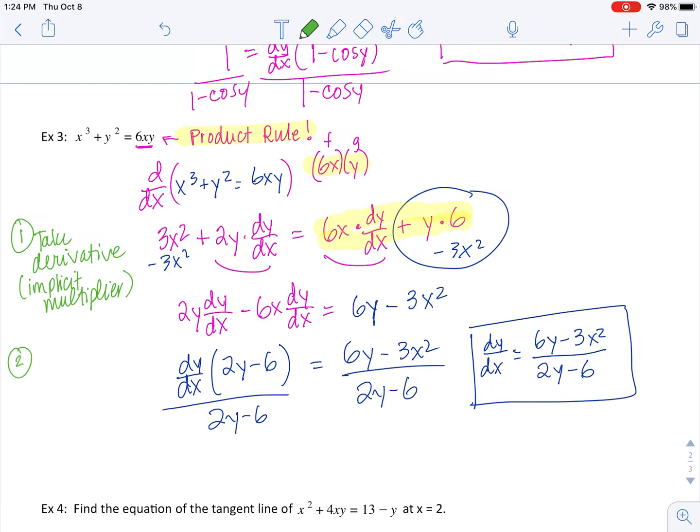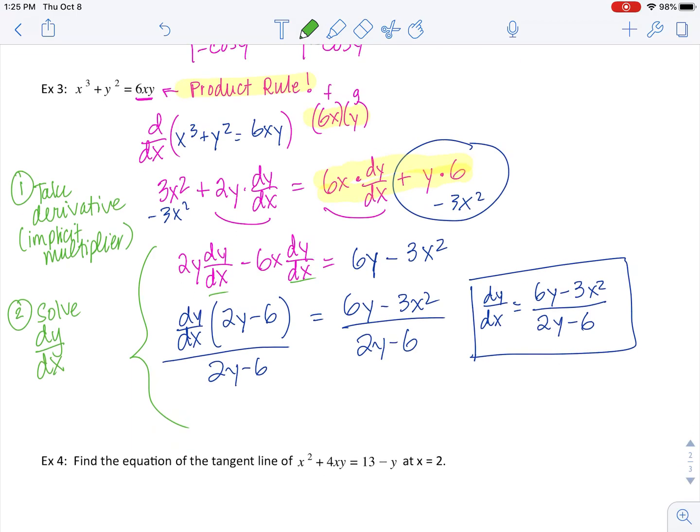And then the second step, all the rest of this, is that we're solving for dy/dx. Generically, we tend to move dy/dx to the left-hand side and everything else to the right-hand side. But of course, I didn't do that in example 2 because I'm a ding-dong.